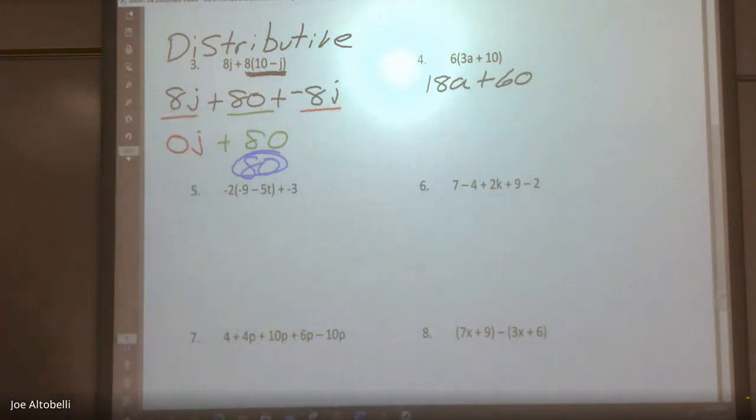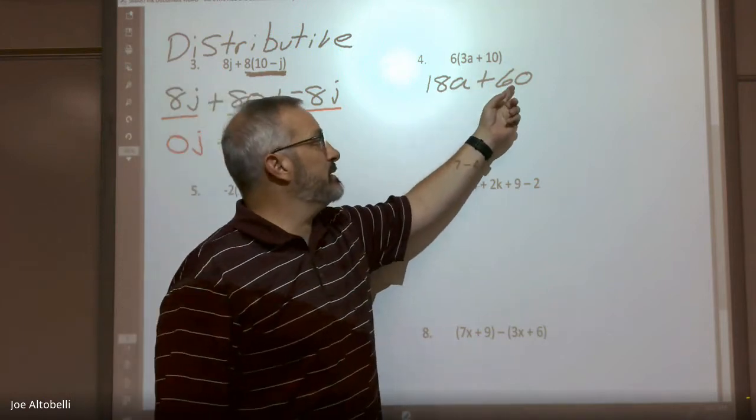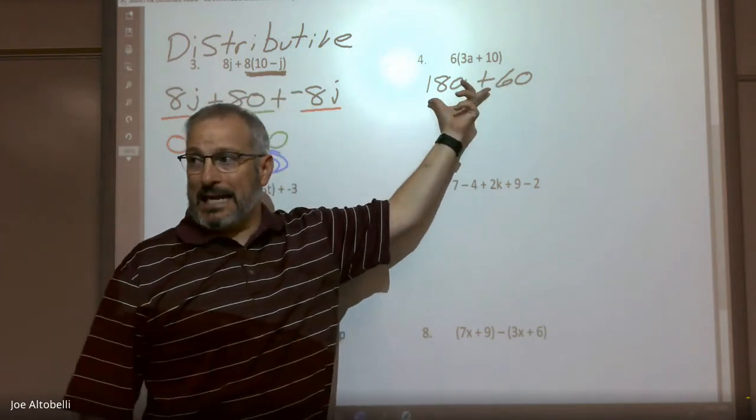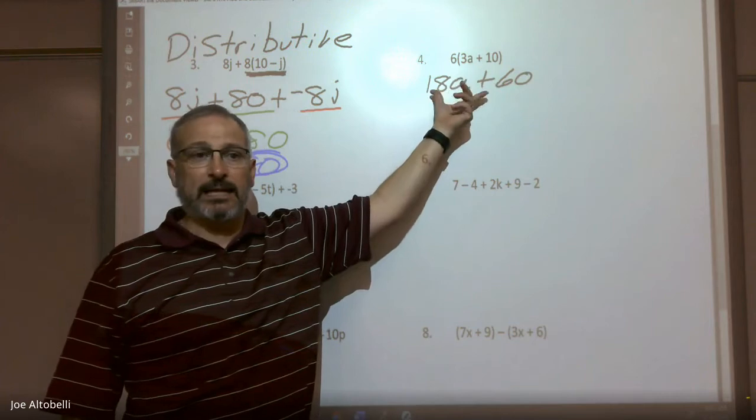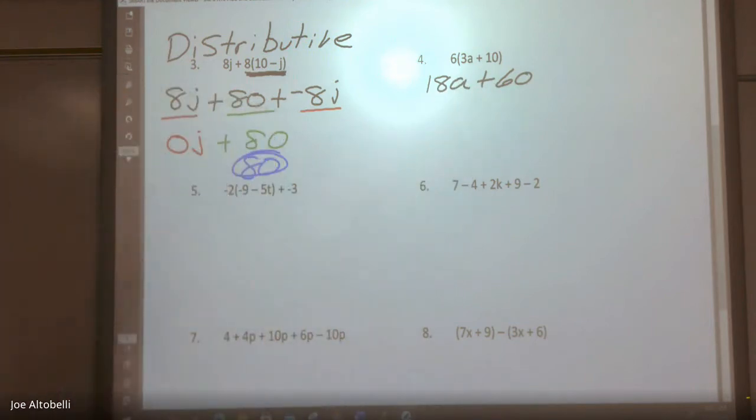On number 4, when you do the distributive property, you're done. That's your answer. This is a variable term. This is a constant term. I cannot combine those together. They are not like terms. Go ahead, number 5. Oh boy, number 5. Negatives and a minus. Woo!